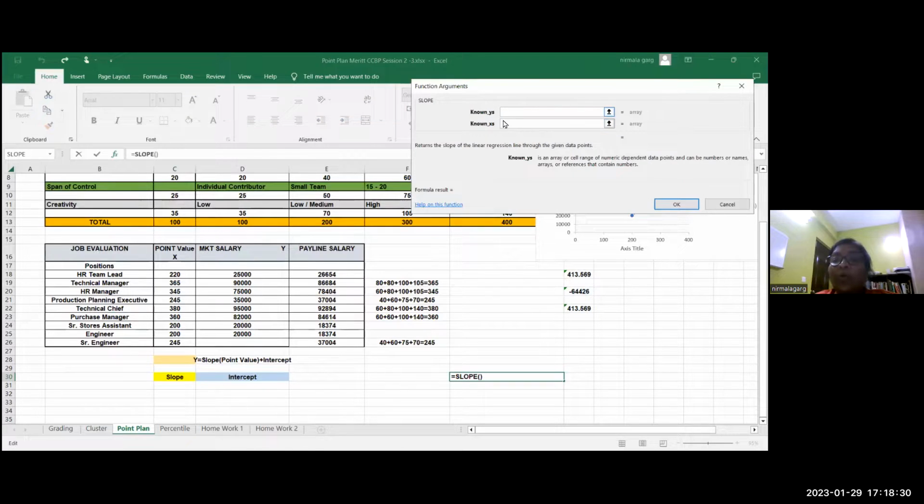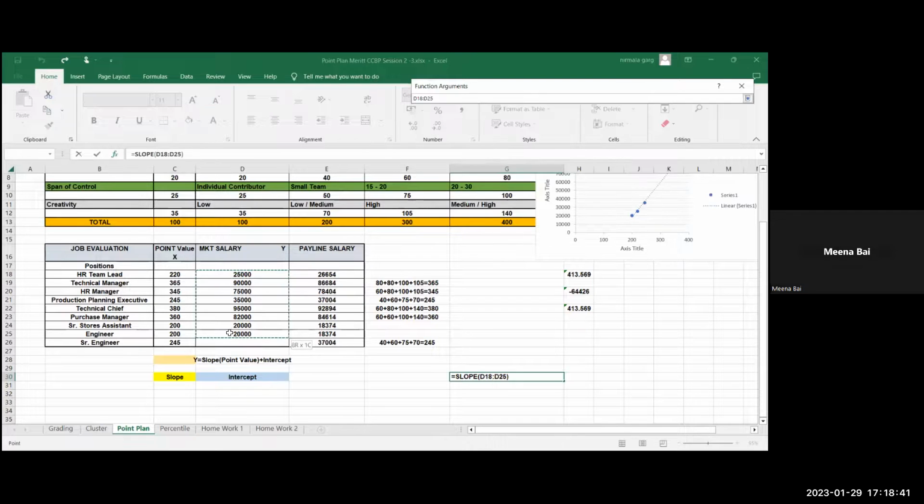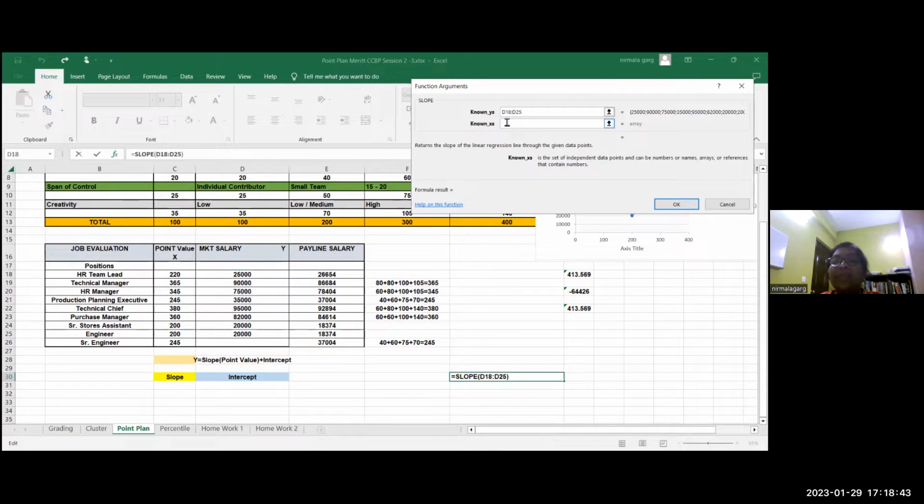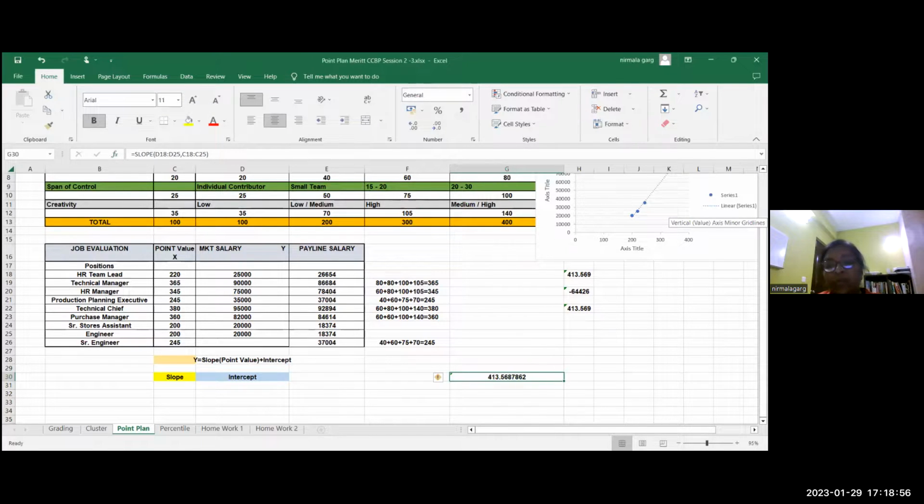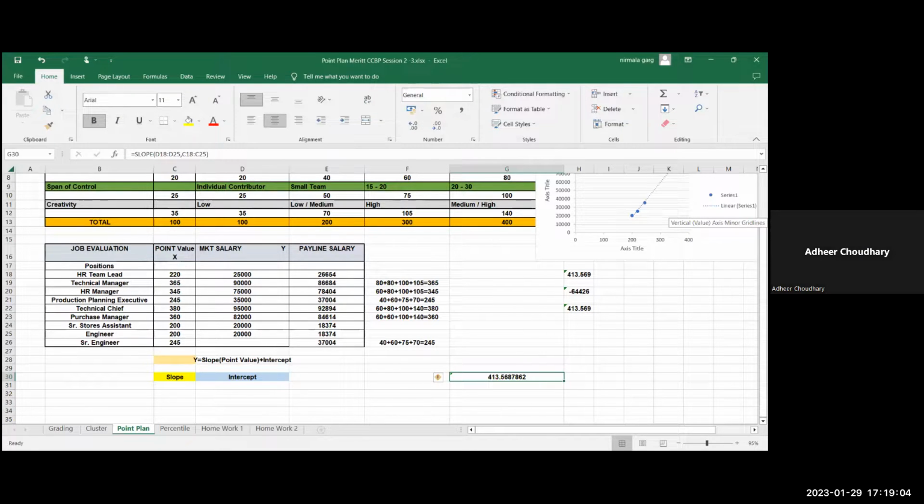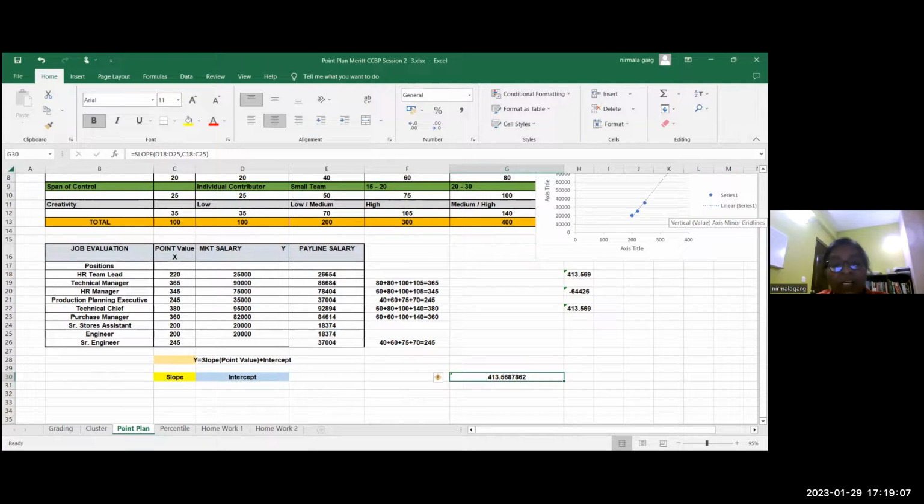Now it is asking for known y's and known x's. Click on that and known y's. Which is my known y? This one. I add this. Now known x's. Click on this, then only up to this. All right. What's the value? Slope value is 413.568. We can round it off to 414. This is my slope value.